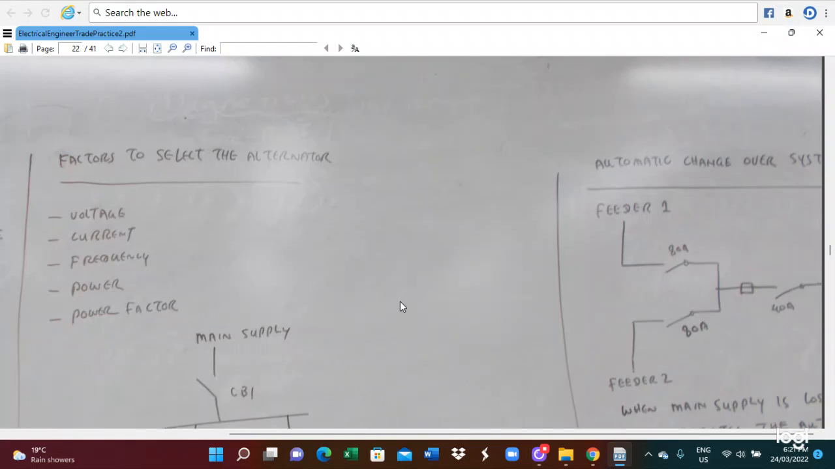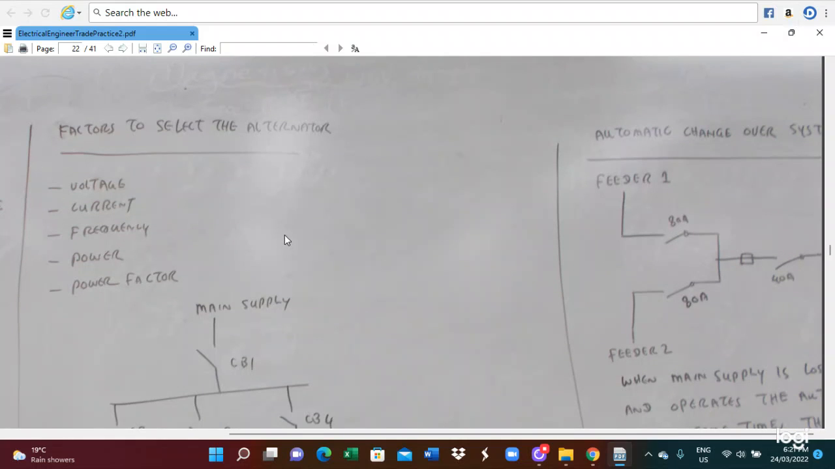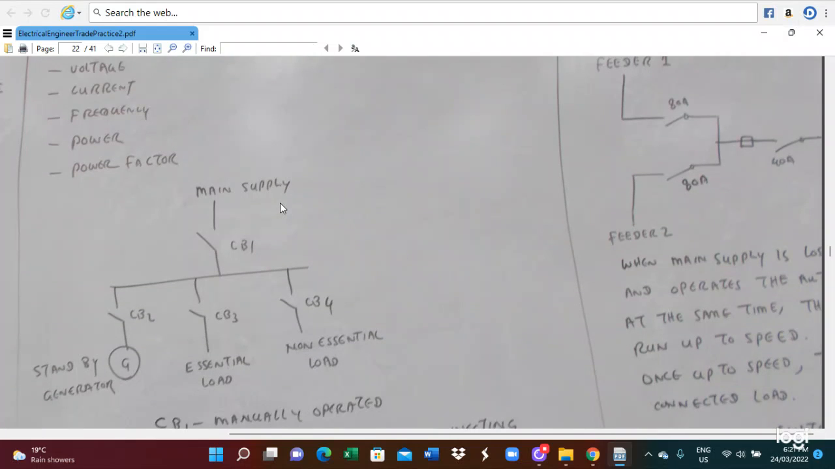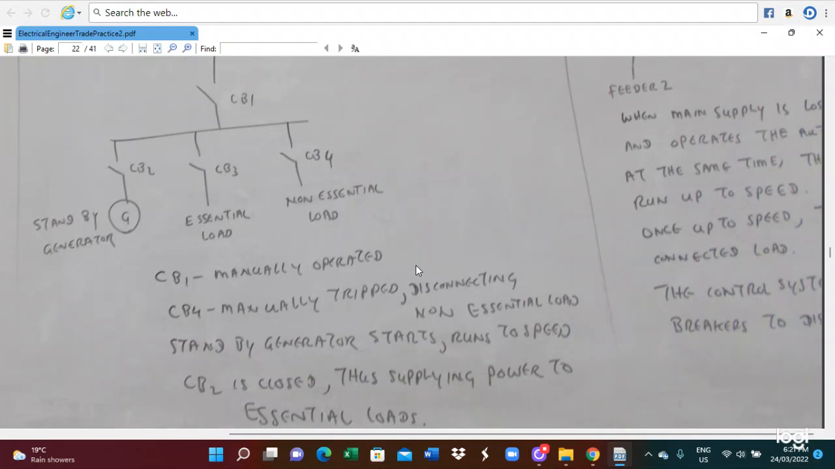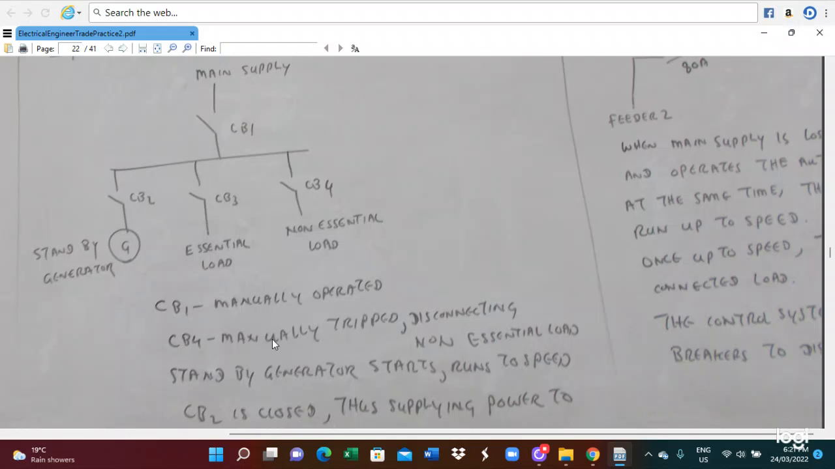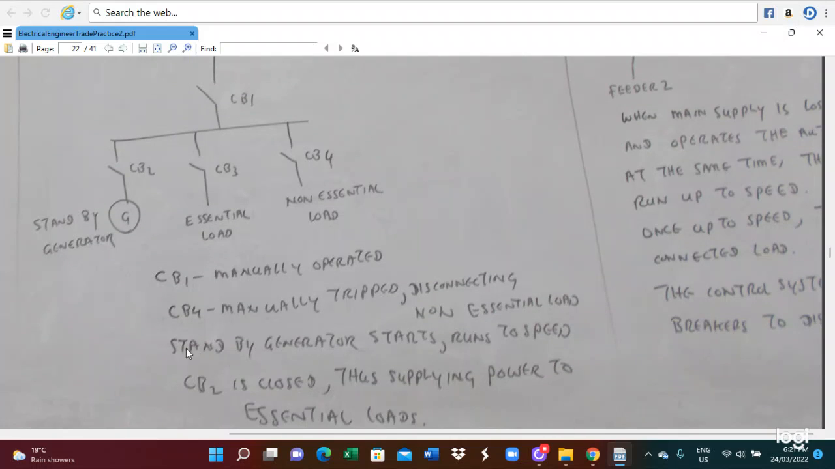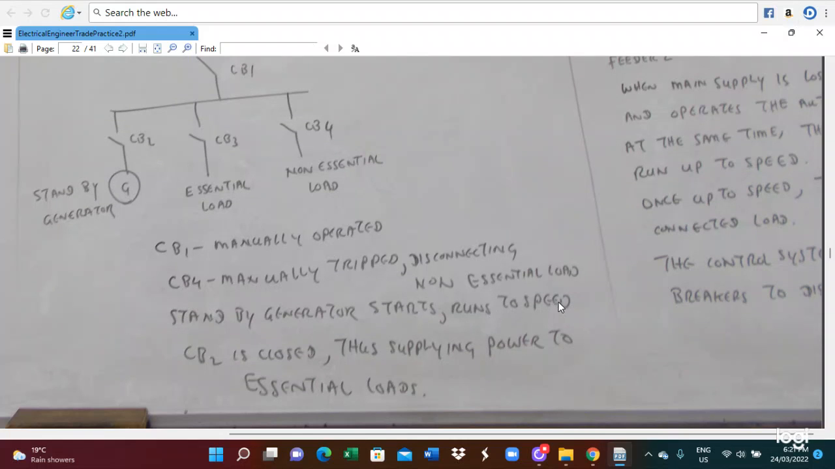So the factors for the switching of the alternator depend on the voltage, current, frequency, power, and the power factor. So this is the main power supply circuit breaker. This is the connection of the circuit breaker, standby generator, and electrical load. So CB1 is manually operated. CB4 is manually tripped, and disconnects the non-essential load. Standby generator starts and runs to speed. CB2 is closed, supplying power to the essential load.